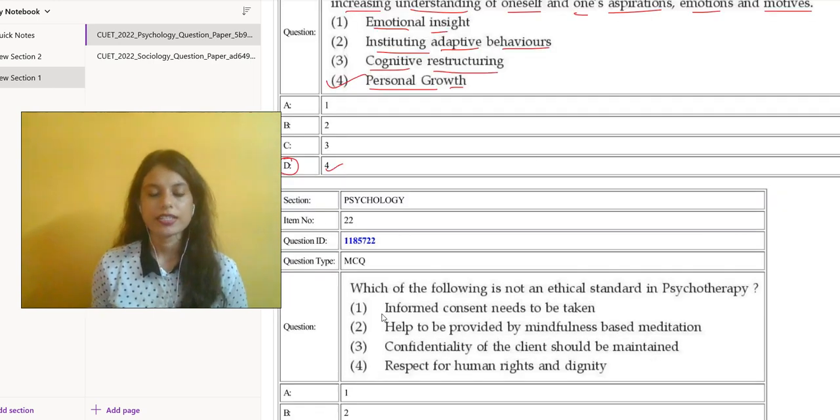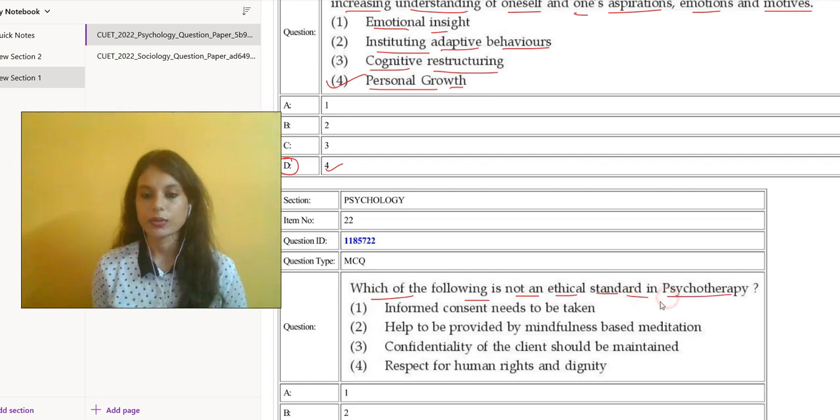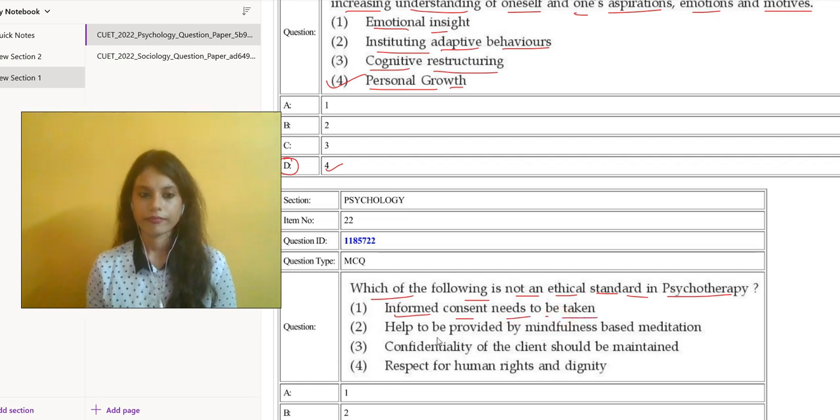The next question says, which of the following is not an ethical standard in psychotherapy? Options: A, informed consent needs to be taken. Number 2 says, help to be provided by mindfulness-based meditation. C says, confidentiality of the client should be maintained. And D says, respect for human rights and dignity.